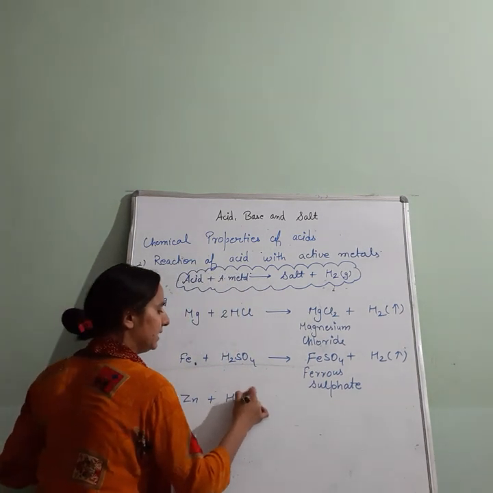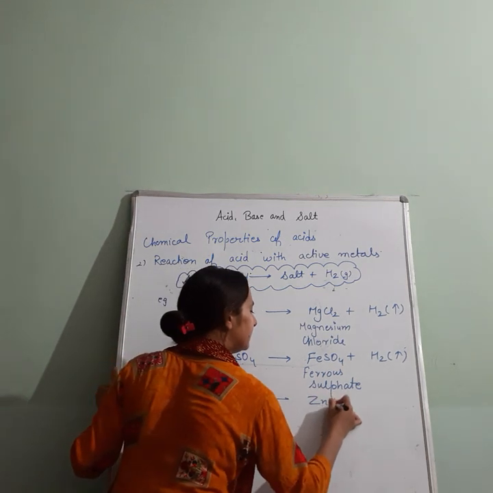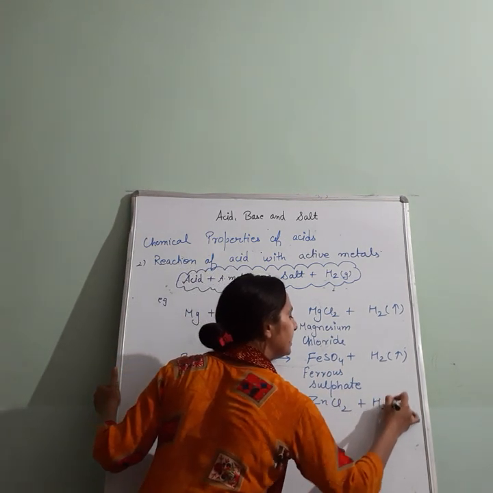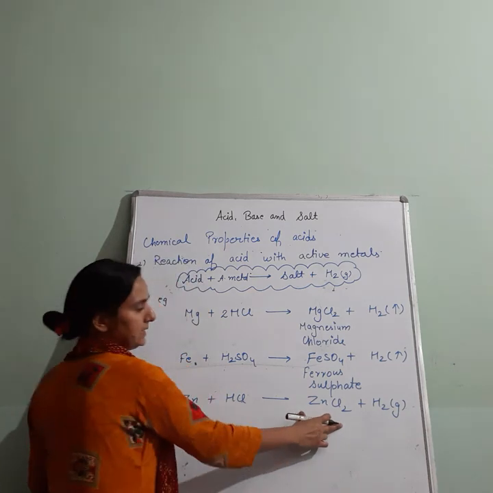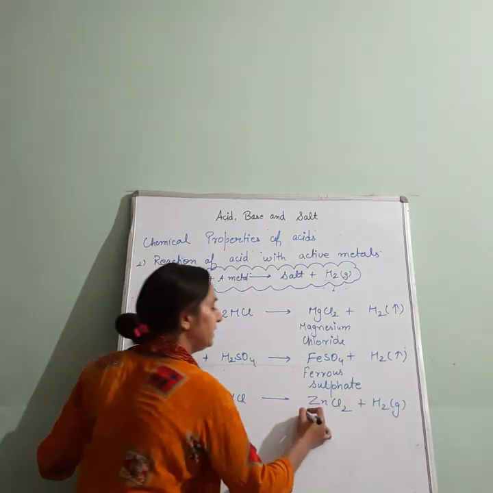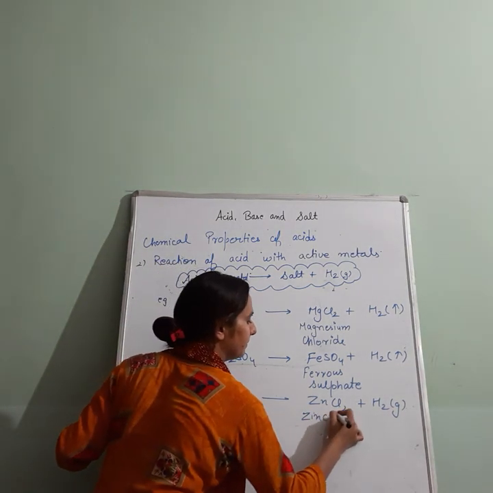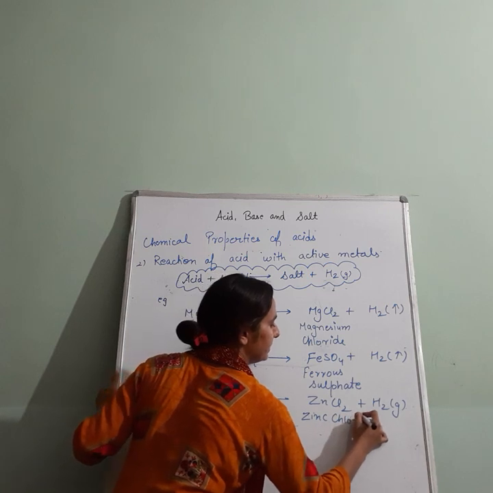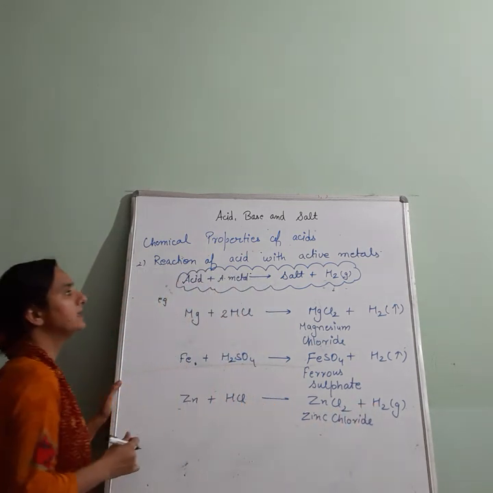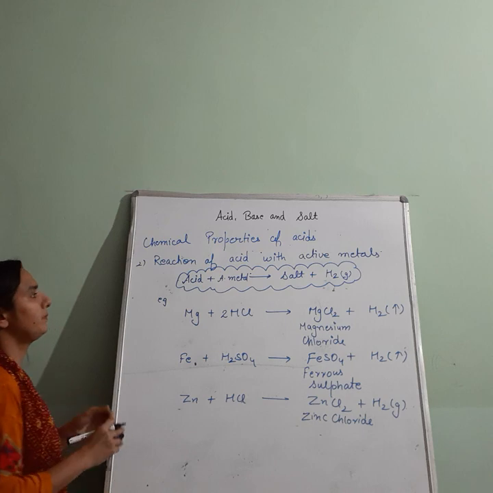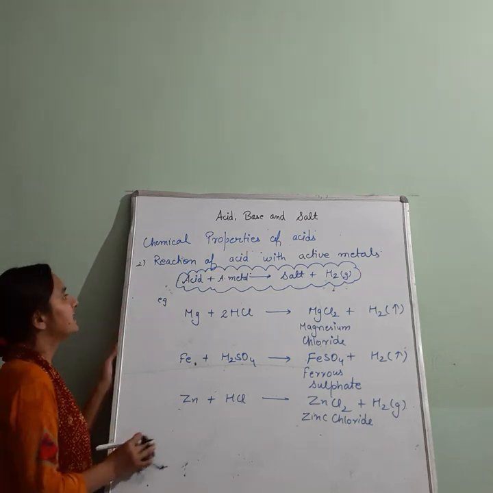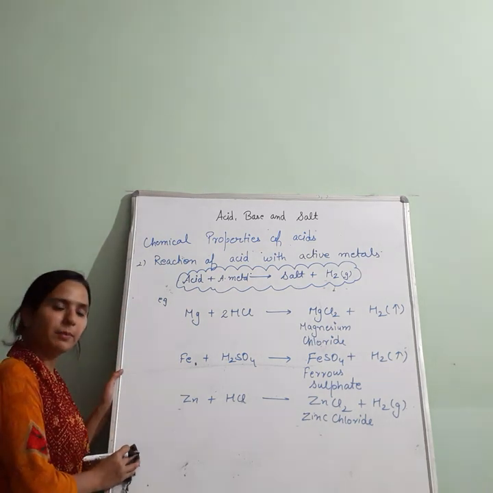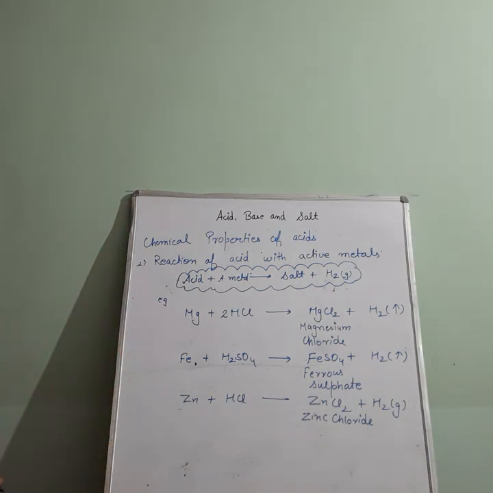Take one more example. Zinc plus HCl gives us ZnCl2 plus hydrogen gas. ZnCl2 is known as zinc chloride. So, let's start discussing the third chemical property. Note it down.